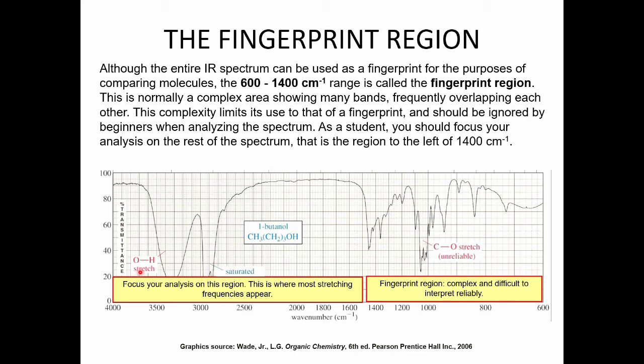On the flip side, if we look at the group region, we can easily see this alcohol broad peak, which is very indicative of that alcohol. So it at least lets us know that we have an alcohol functional group. So please, when you work with IR spectrums, try to focus above the 1400 range.